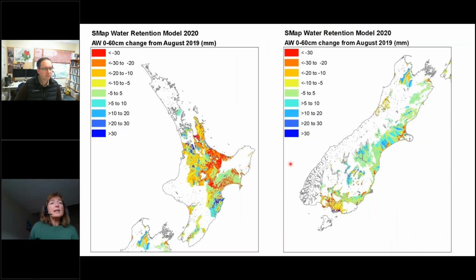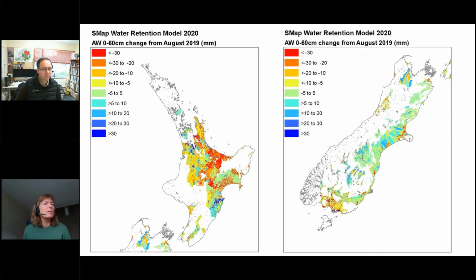What does that mean spatially? Let's look at the South Island first. So the colour scheme here is green. That is no change, or up to 5 millimetres, so not much. The blues are an increase in PAW, the profile available water. The oranges and yellows are a decrease in the PAW. And so in Canterbury, there's not a lot of change, a little bit more of an increase. Down here in Southland, on the other hand, there is a decrease in the PAW. And that's because they've got clay soils down there, which have decreased a wee bit.